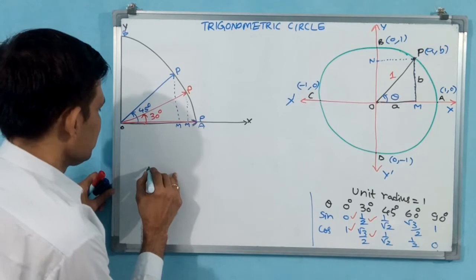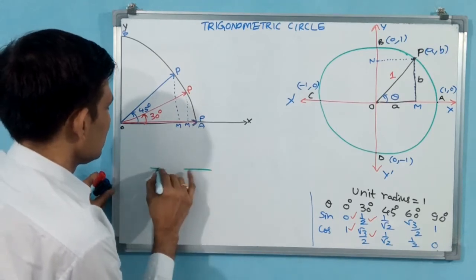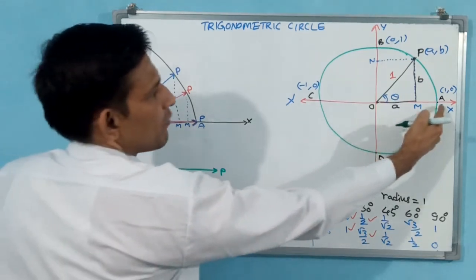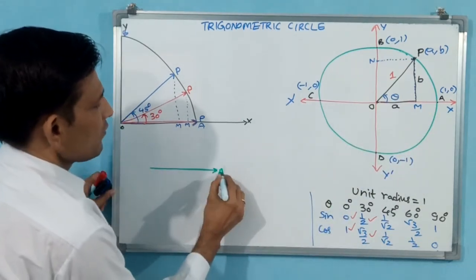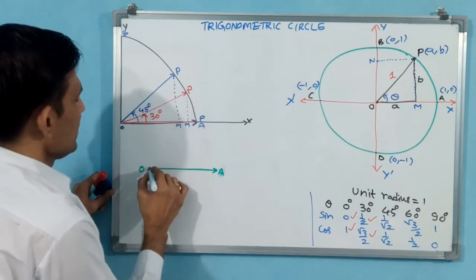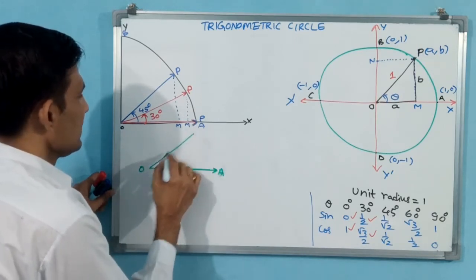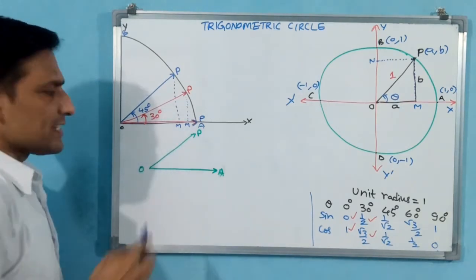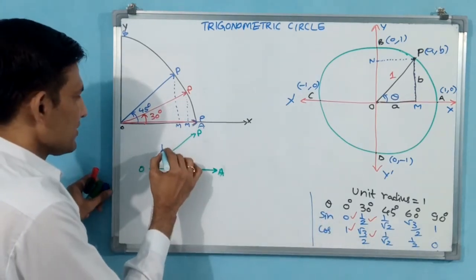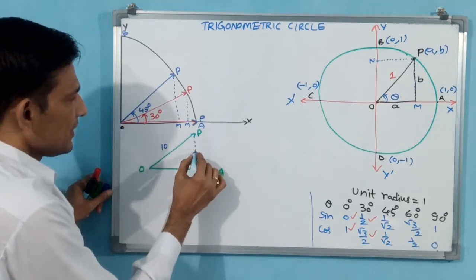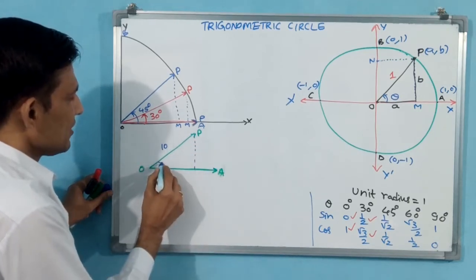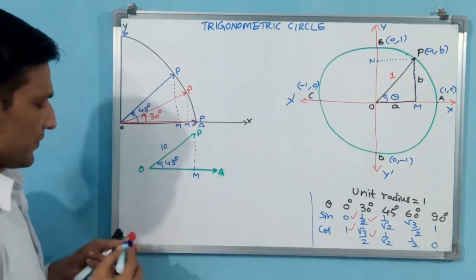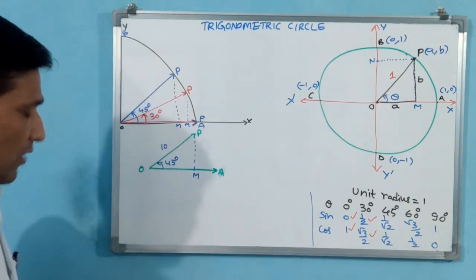Same thing again I am writing here. You see, this is OA, O, and 45 degrees you have taken. This is P. OP is always 10 centimeters; 10 centimeters means 1 unit. Say 10, it has touched here. Now this is 45 degrees. Now this is M.